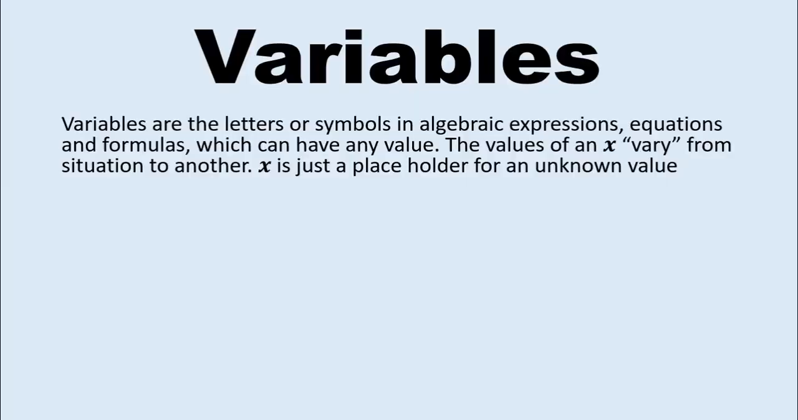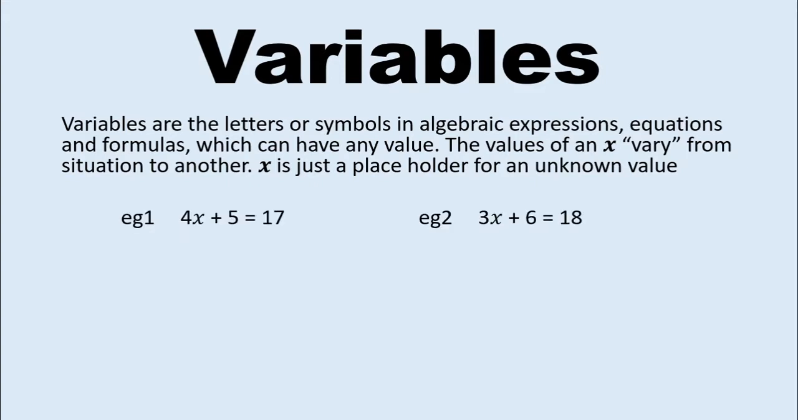Let's start this lesson off with a bit of vocabulary. I'm hoping you're familiar with these terms, but just in case, you may want to write this down. Variables are the letters or symbols in algebraic expressions, equations, and formulas, which could have any value. You may be used to using the letter x, for example. X is a variable because its value may vary from one situation to another. X is really just a placeholder for some unknown value.